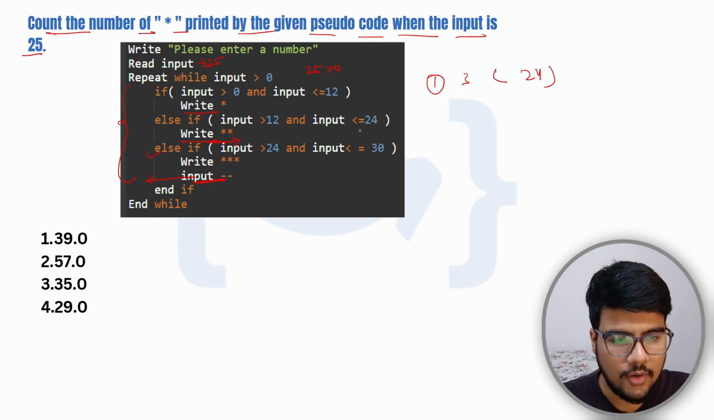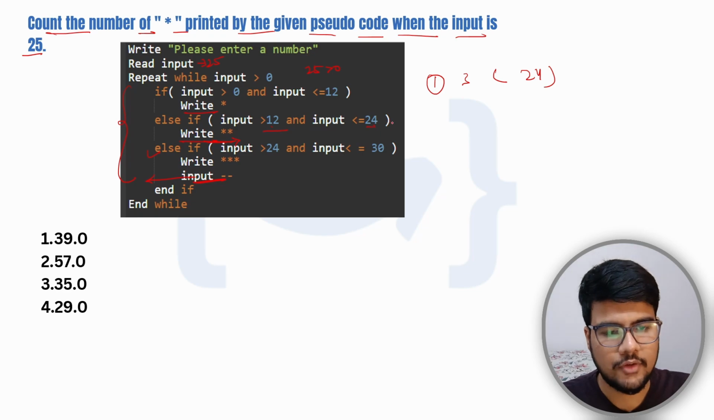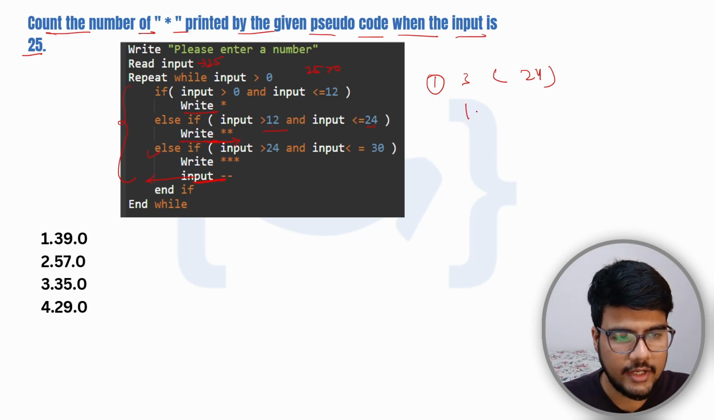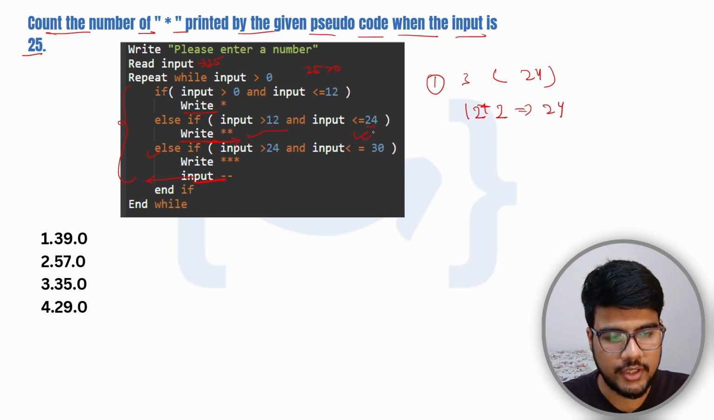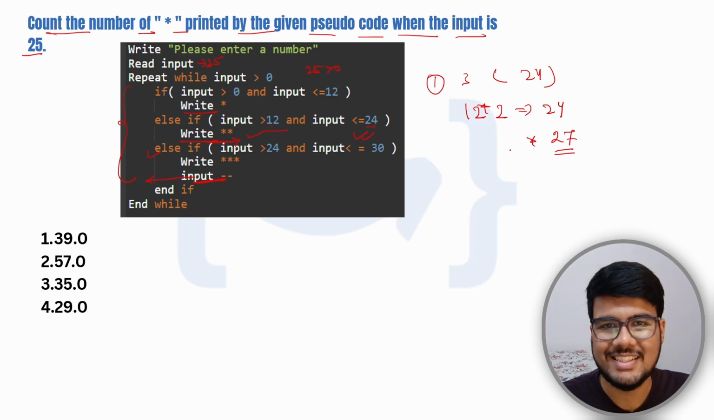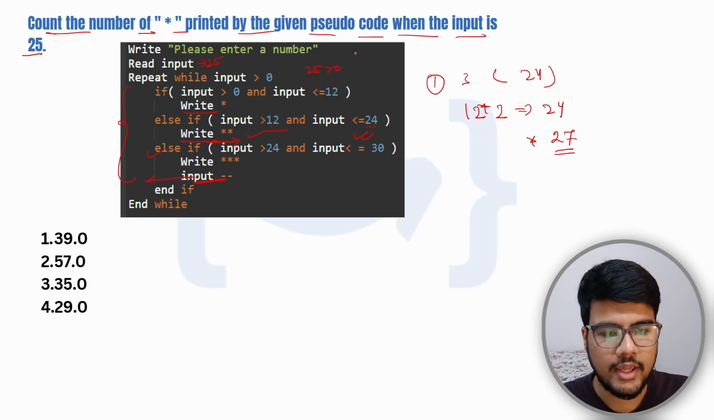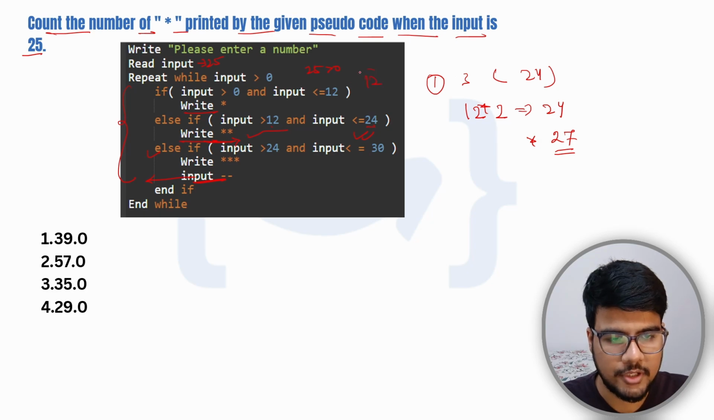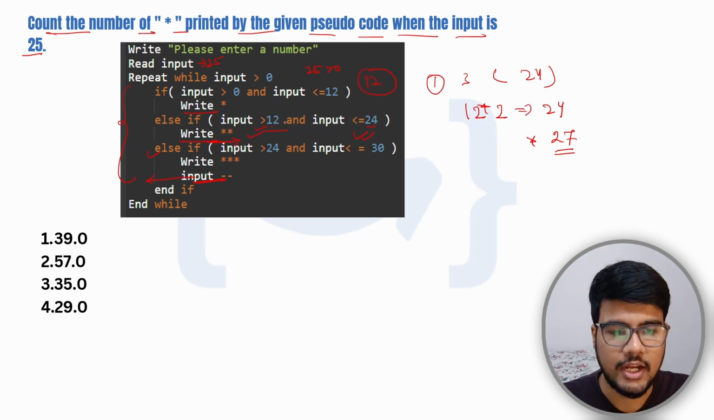So what is the key difference here? If you add 12 plus 12, it will give you 24. So again, 12 iterations will each go into 2. Why 2? Because every iteration ends up printing 2 asterisks. So it becomes 24 in this particular case. Now 24 plus 3 becomes 27. Till now, we printed 27 stars. And my input will become 12 at this time, because at this stage it will be terminated. Fantastic. Now I have 12.